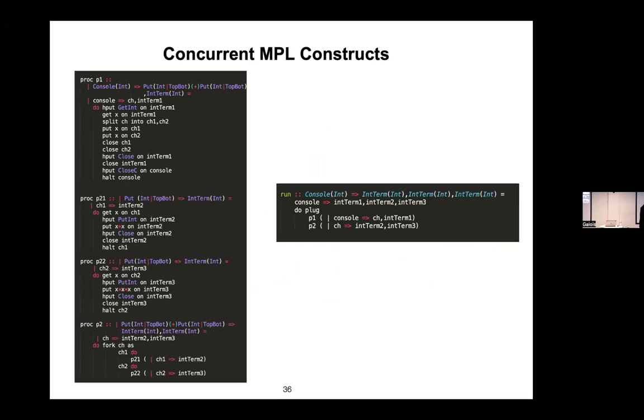So this is what the splitting of channel looks like. And here I am forking on the split channels CH1 and CH2. This is process P21 and P22.